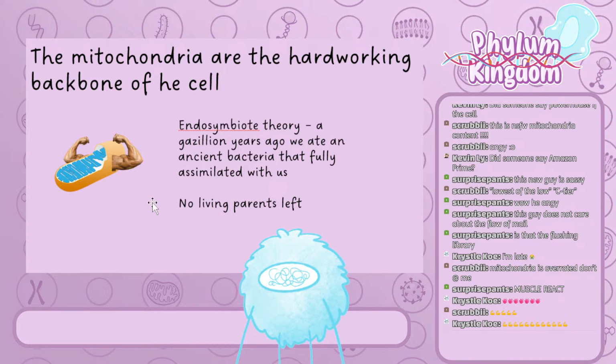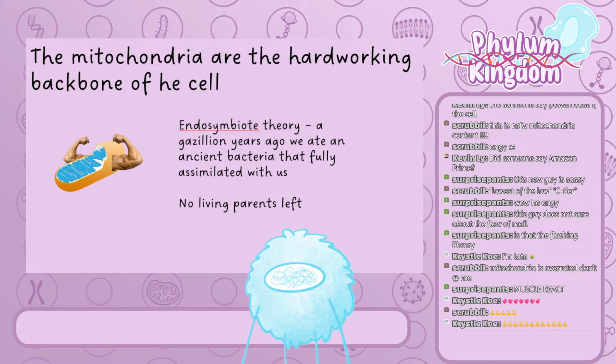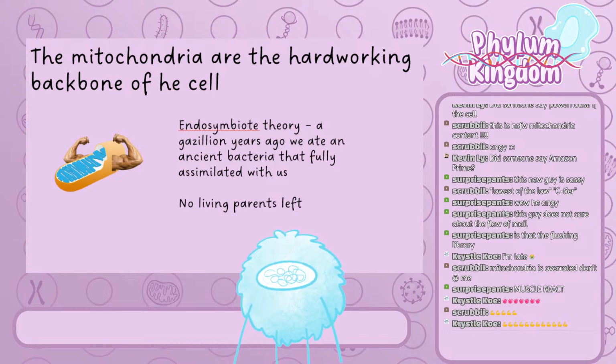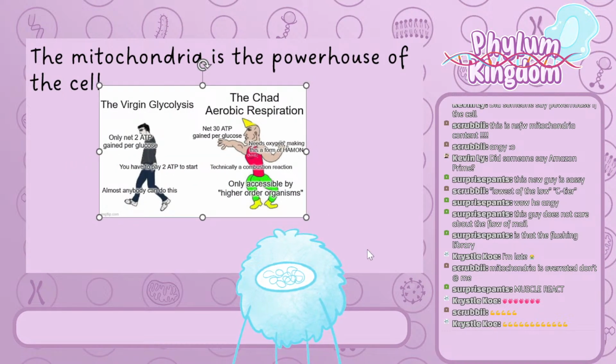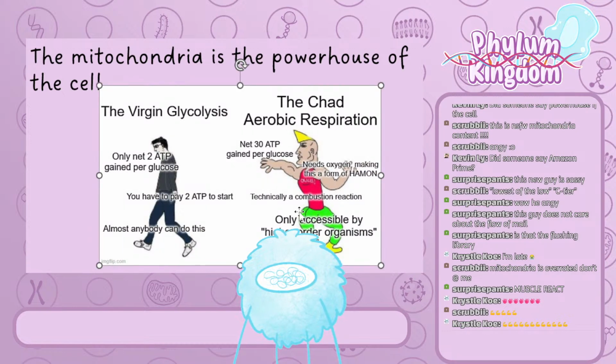But we know the mitochondria are the hardworking backbone of the cell, but what does that actually mean? Well, the mitochondria, over the gazillion years of evolution that it took to become the mitochondria, developed a novel way to extract energy from base components. And that is called aerobic respiration.